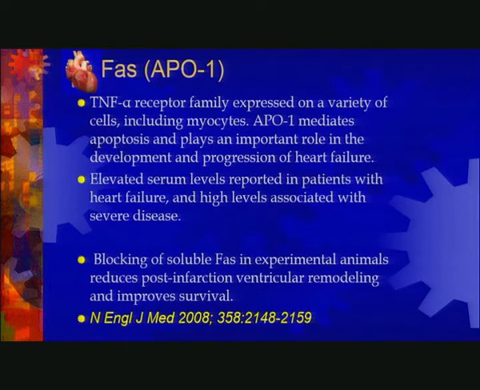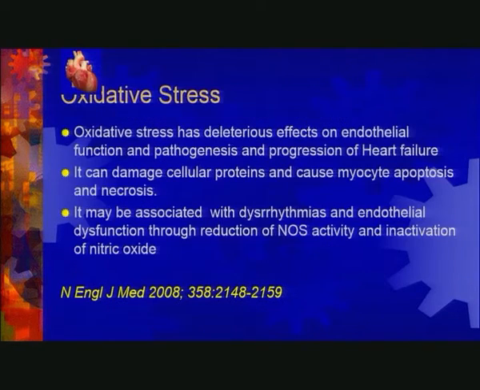Fas ligand is an important ligand. It initiates the extrinsic pathway of apoptosis. So a high level of it in the serum means it is associated with increased apoptosis, meaning loss of cells, and of course initiation of other features and remodeling in the heart. They found elevated serum levels reported in heart failure, and high levels associated with severe disease. Blocking of soluble Fas ligand in experimental animals reduces post-infarction ventricular remodeling and improves survival.